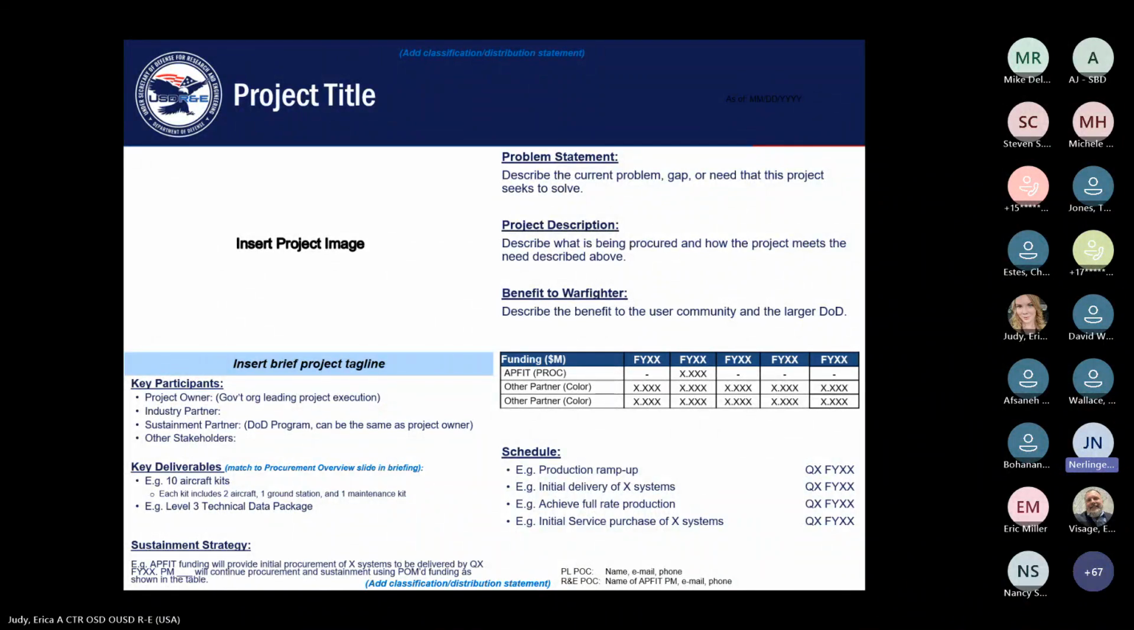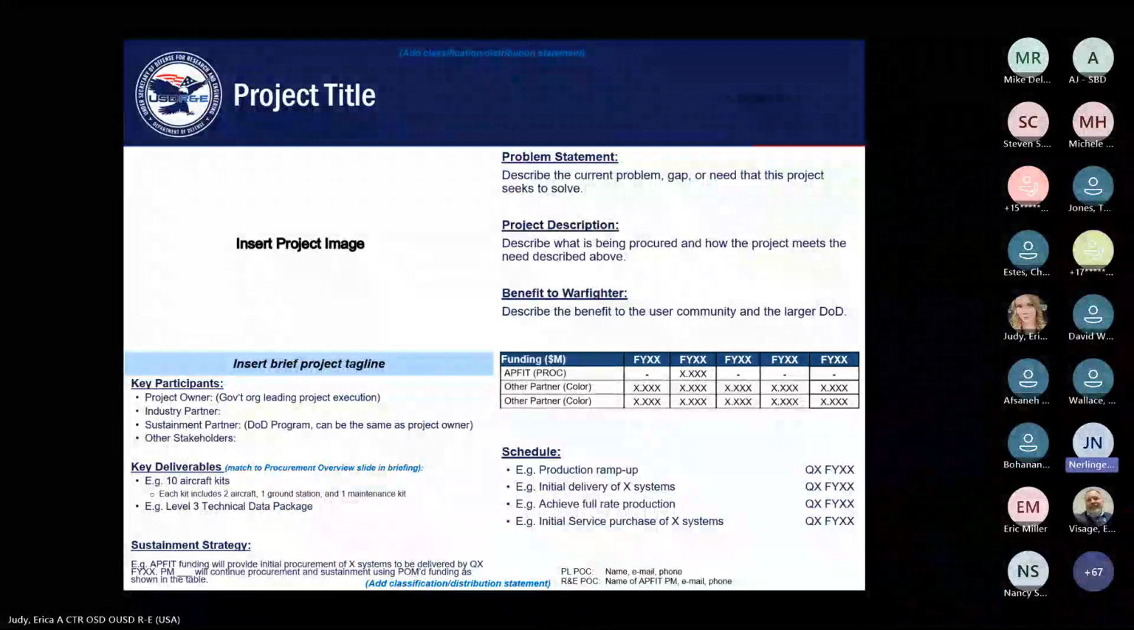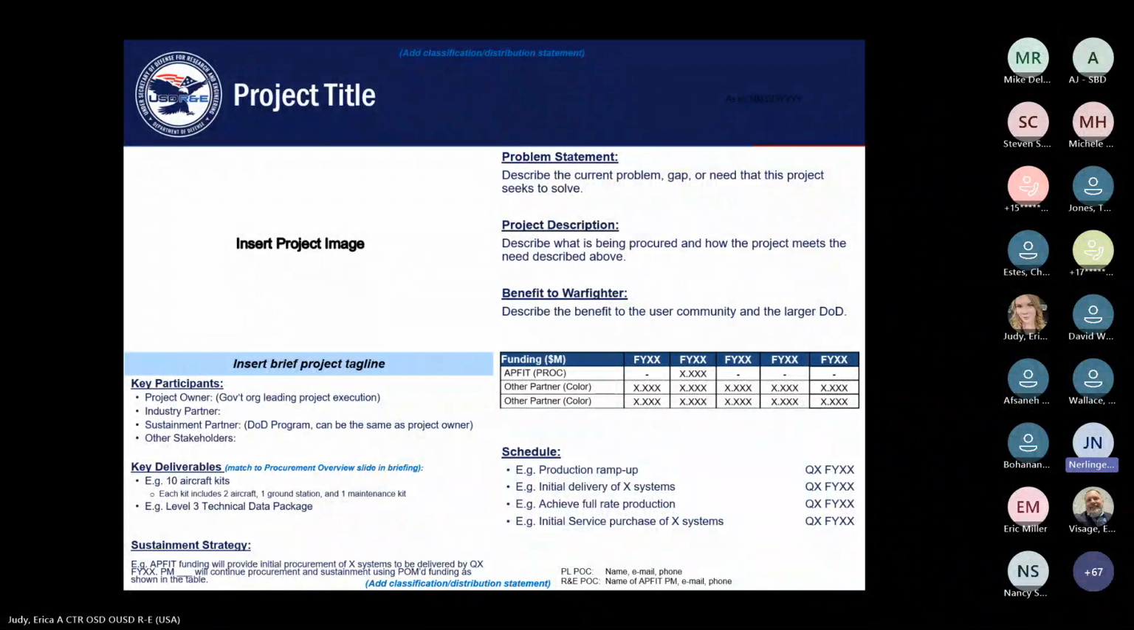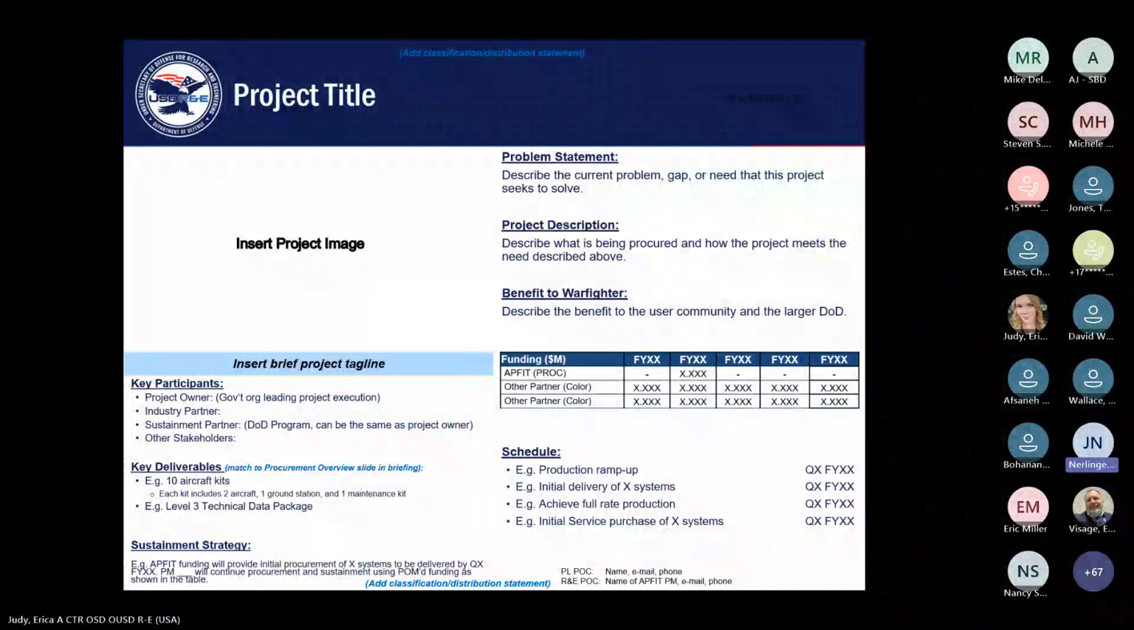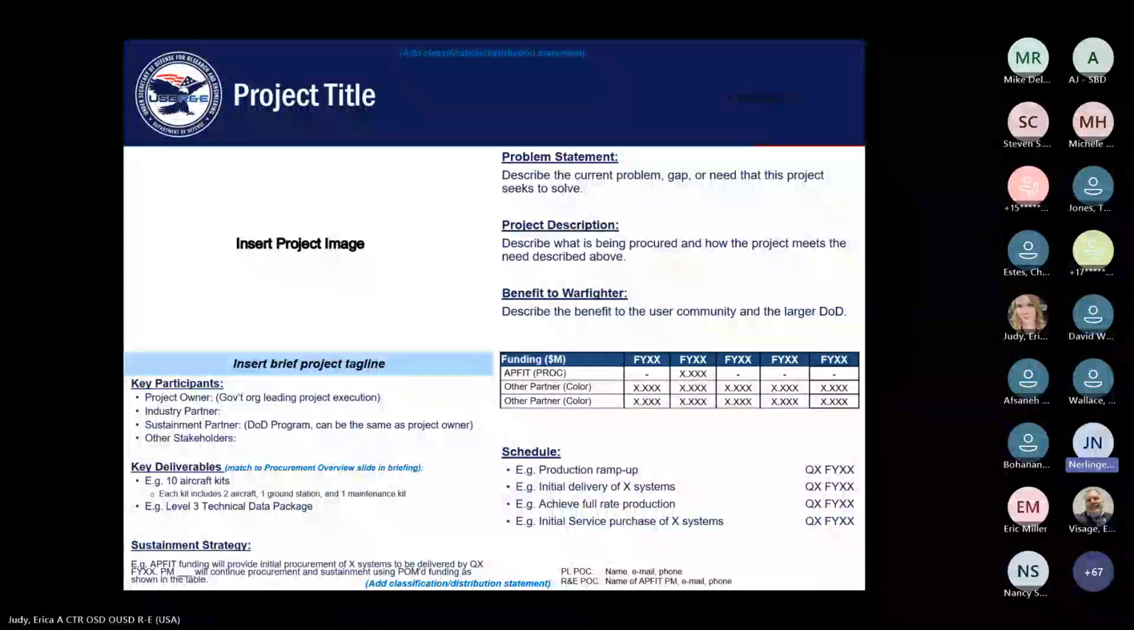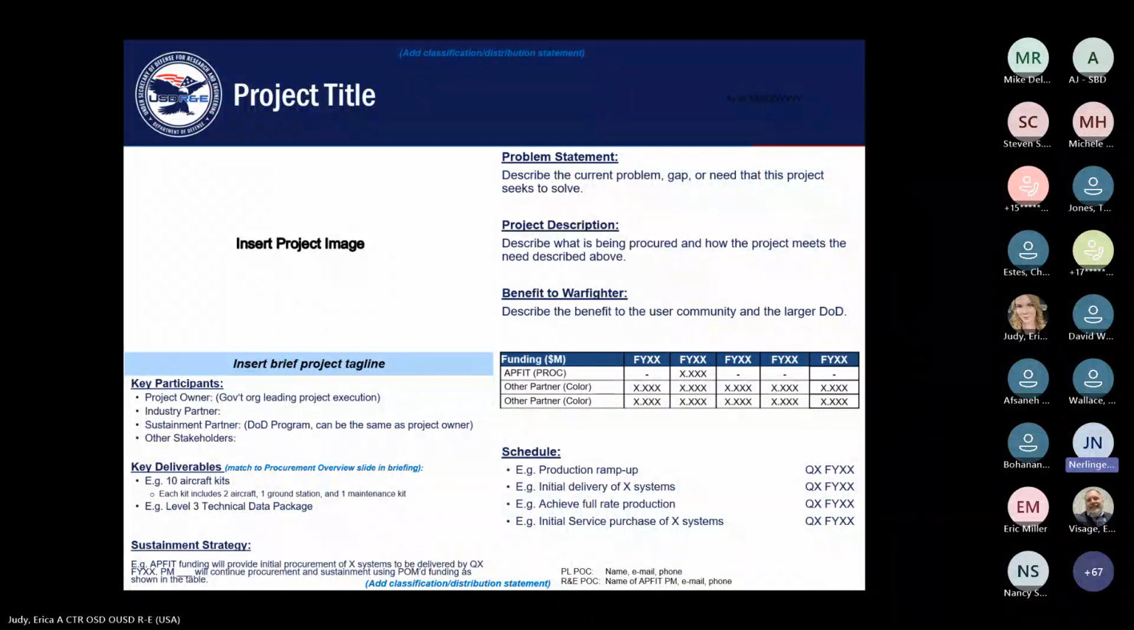And if you have to make a caveat, like maybe you don't have POM'd funding you can point to in out years, but there is a real good plan for it, go ahead and put an asterisk and make us a note below the table, right? Gives us a good feeling for what we expect to see in the briefing. As for schedule, fill it out just like you did the briefing.